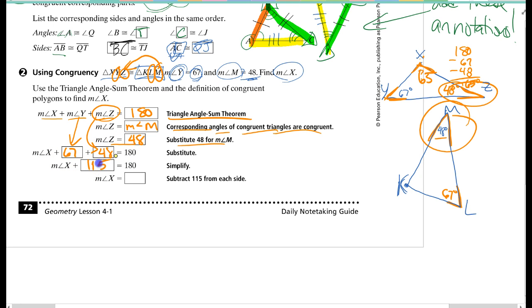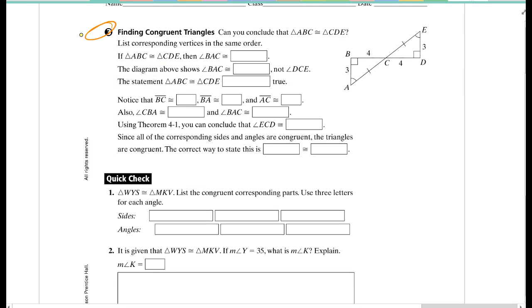67 plus 48 is 115, and then subtracting 115 from both sides leaves us with 65. So here is the logic that we used in the diagram. So example 3, we have to decide if ABC is congruent to CDE.